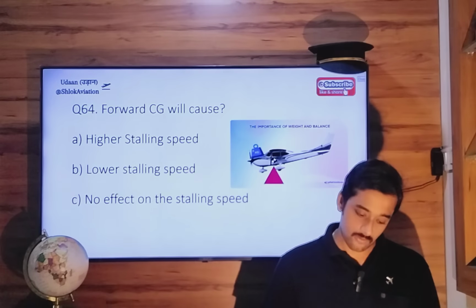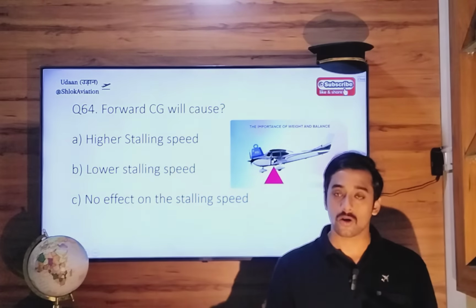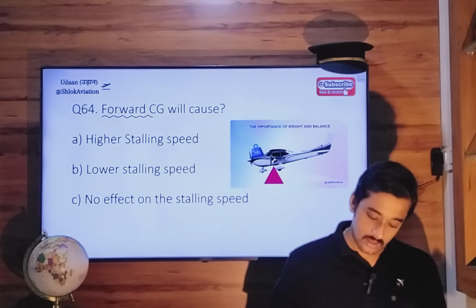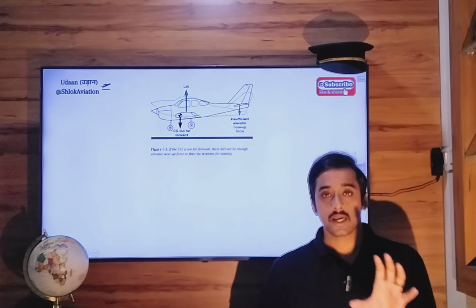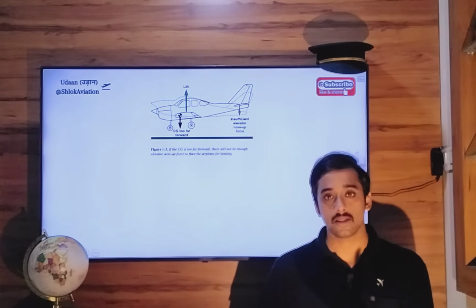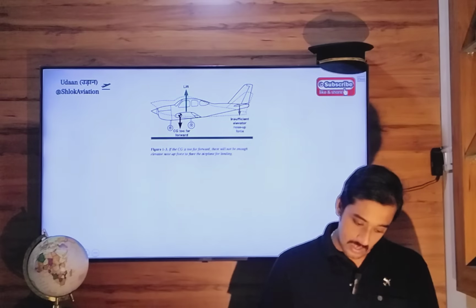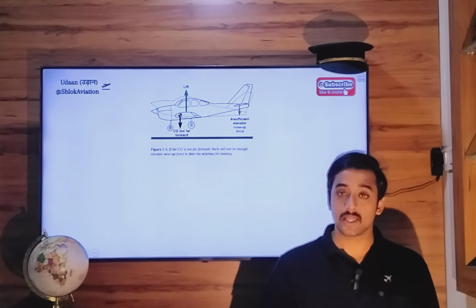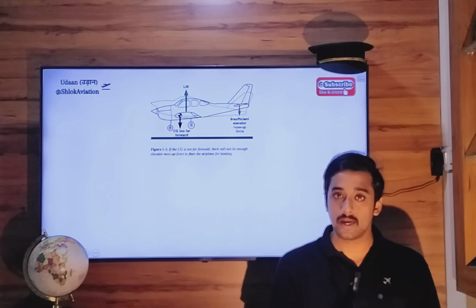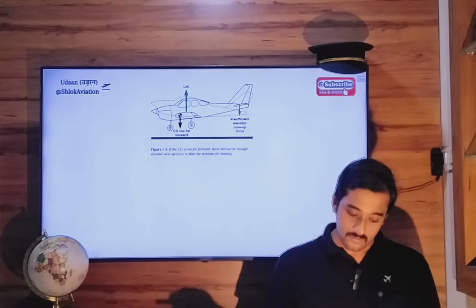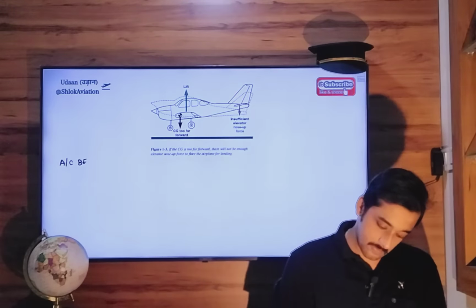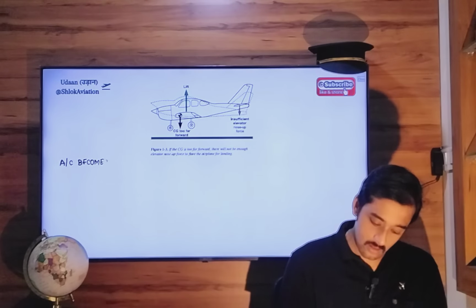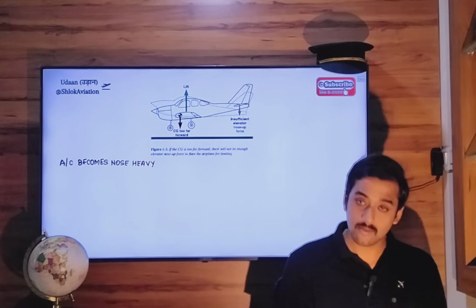Next, question number 64. Forward CG will cause what? Forward center of gravity. Okay, so you must remember all the characteristics of aircraft with a forward CG, characteristics that aircraft will display when the CG is to its aft limit. Okay, so what happens when the CG of your aircraft is at forward limit, too far ahead. So what will happen? Your aircraft becomes nose heavy.